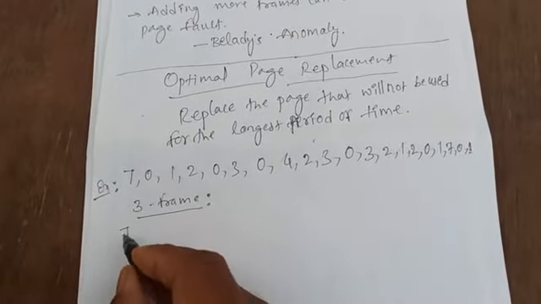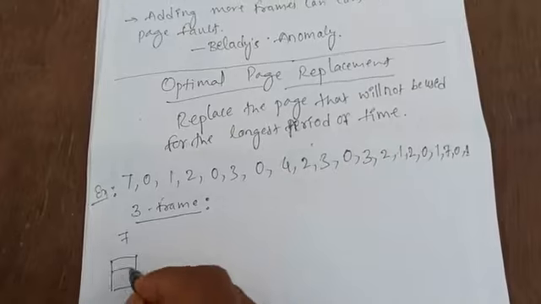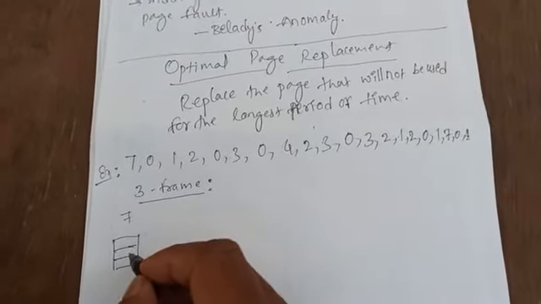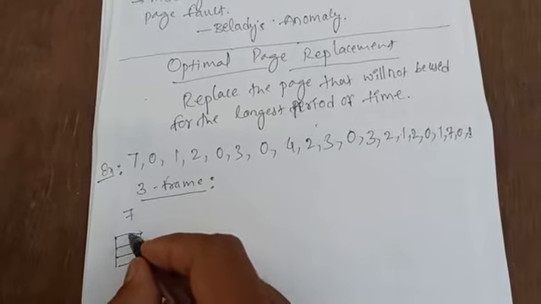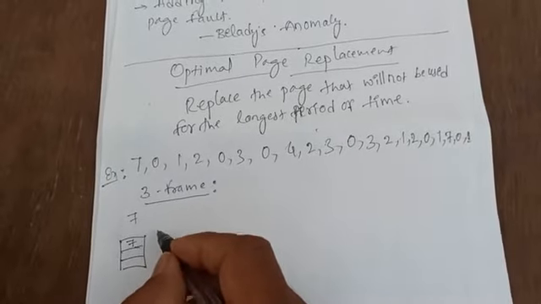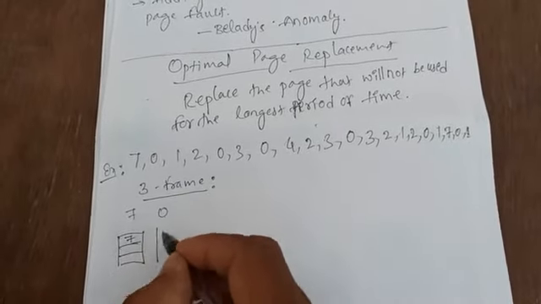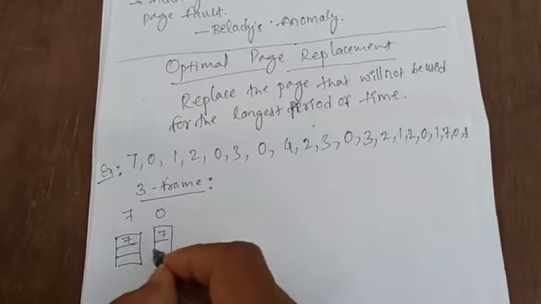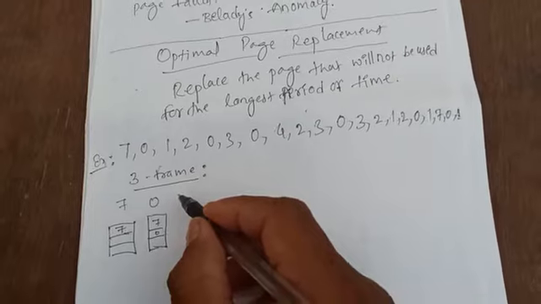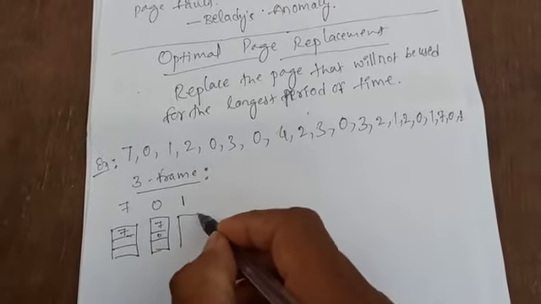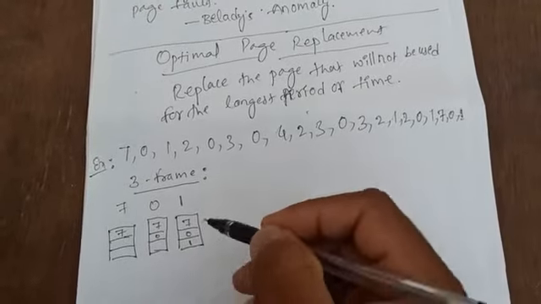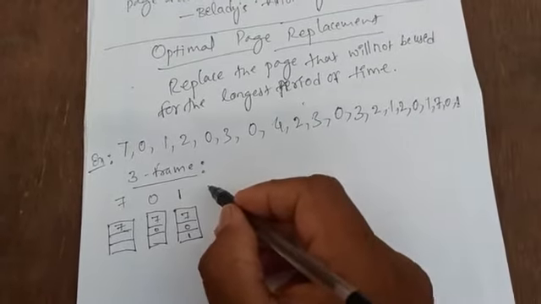So we will start with 7. The number of frames in the physical memory is 3. At the beginning there are no pages in the memory, all the frames are free. Simply bring page number 7 into the memory. Go to the next reference, which is 0. Again there is a free frame, so load 0 into the memory. Go to the next, 1. Again there is a free frame, load that into the memory. Go to the next, 2.